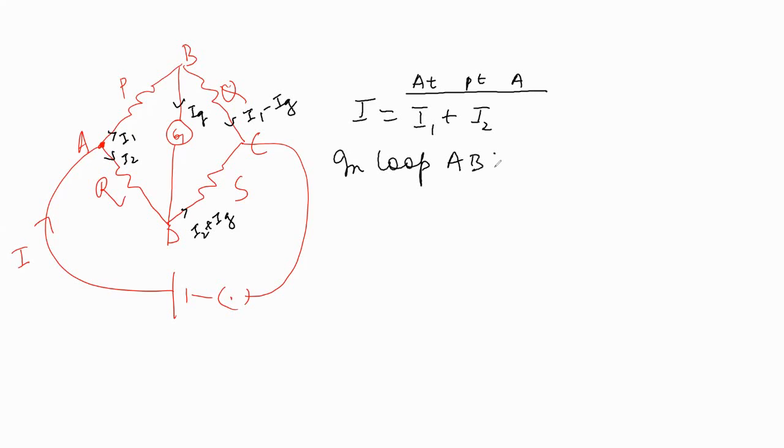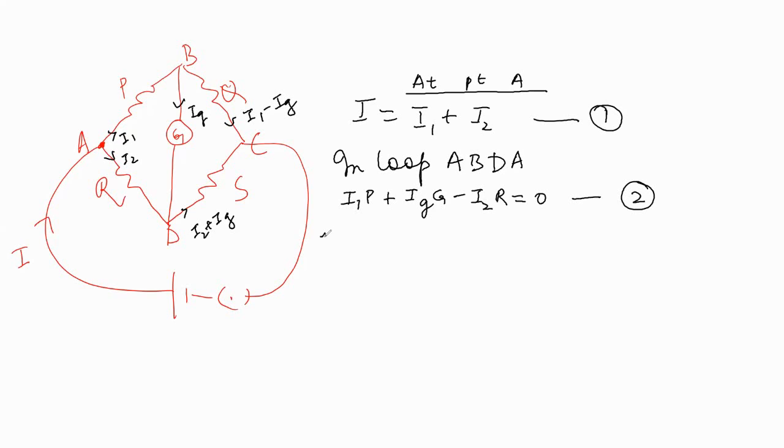In loop ABDA, if I apply Kirchhoff's law, it will be I1P plus IGJ minus I2R is equal to 0. Let this be equation number 2 and the previous one let it be equation number 1.